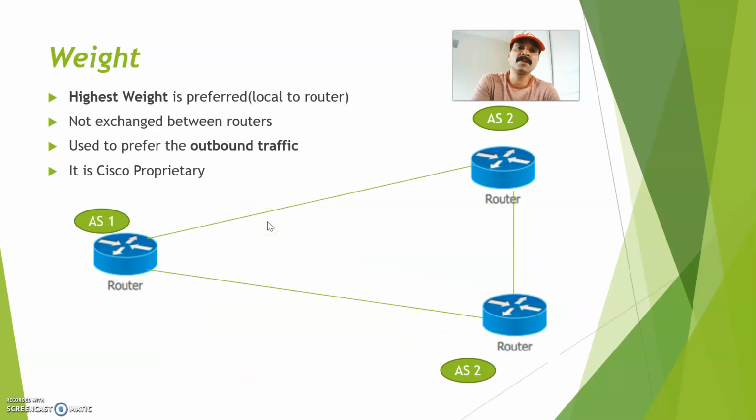And what about weight? Weight more or less works like local preference. The highest weight is always preferred, and weight is not exchanged between the routers. Weight is only used within the same router and is also used to prefer the outbound path or the outbound traffic. Same like local preference, right? Local preference is also used to prefer the outbound path or the outbound traffic. In the same way, weight is also used to prefer the outbound path or the outbound traffic, and the weight attribute is not exchanged between the routers. And weight is a Cisco proprietary attribute.